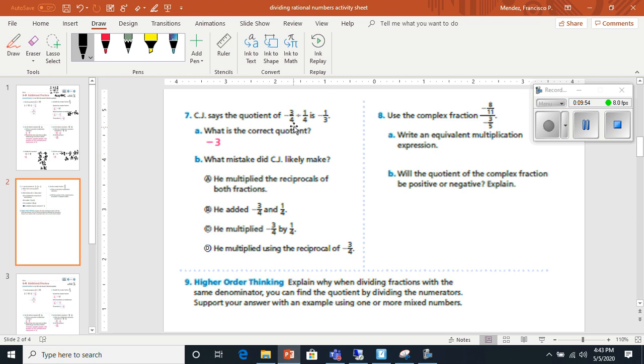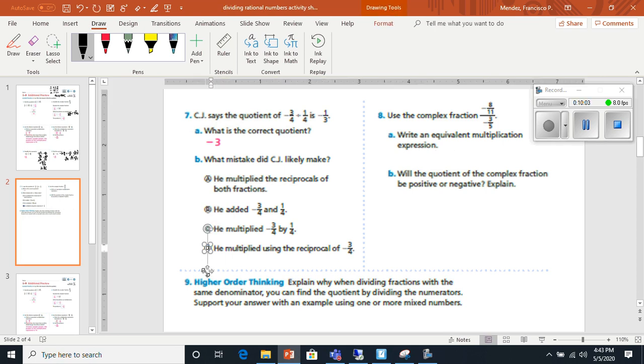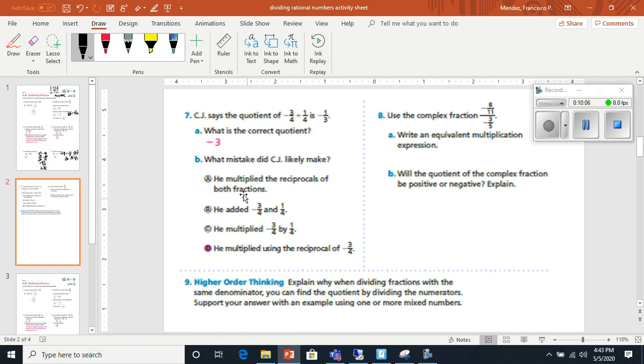What mistake did CJ make? I think he accidentally might have turned this one upside down. He multiplied using the reciprocal of negative 3/4. So I'm going to go with that. That sounds pretty much like what he did there. A said he multiplied the reciprocal of both fractions. If he did that, he would have turned both of these upside down, and that wouldn't have got him the correct answer. He added 3/4? No, he definitely did not add these. And he multiplied by 1/4? No, he did not multiply that. That would have given him 3/16. D is the only correct answer there.